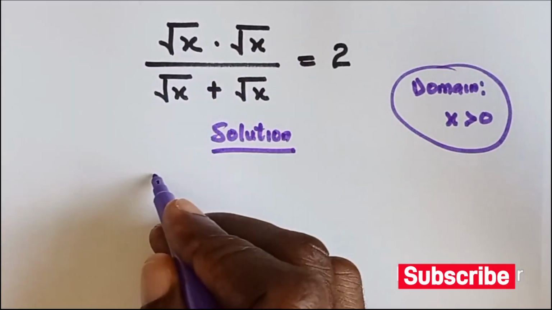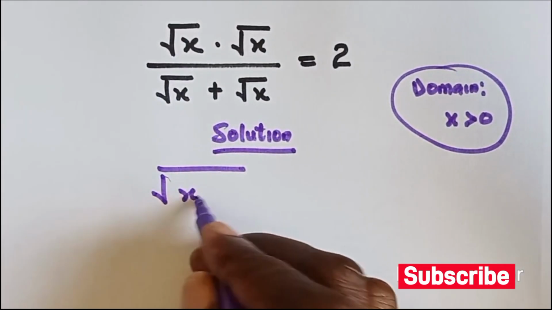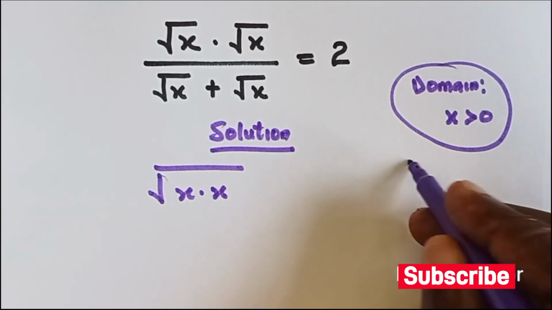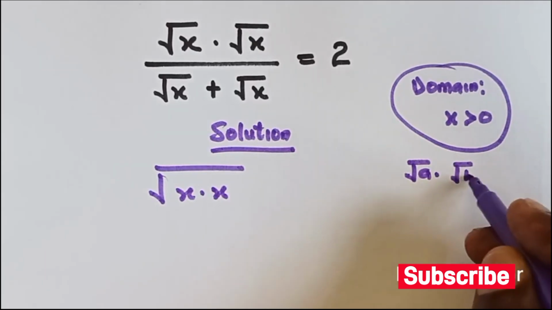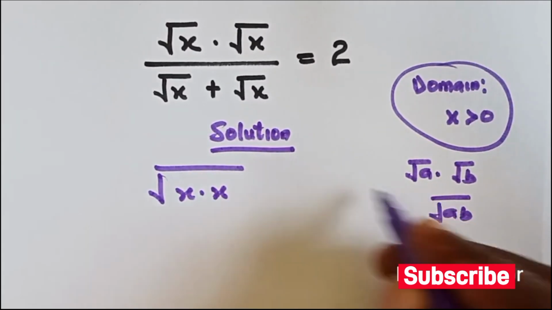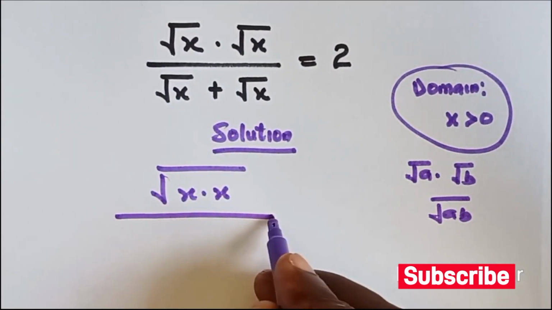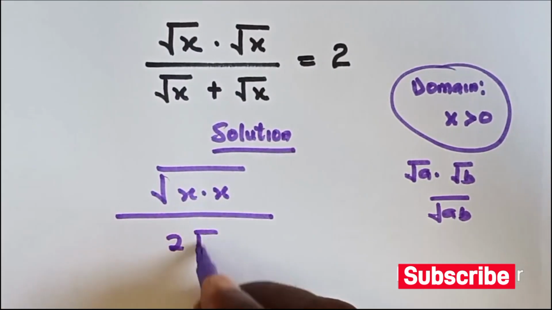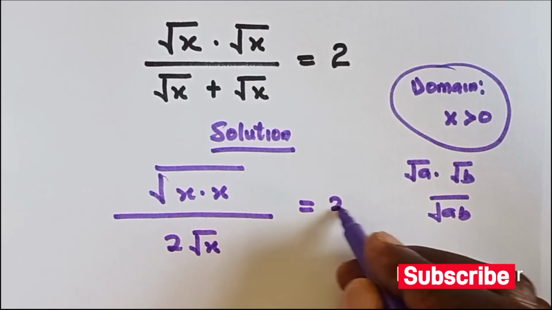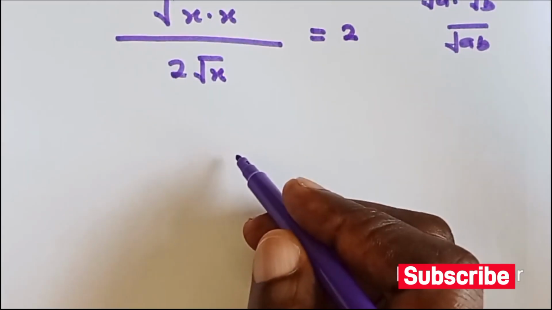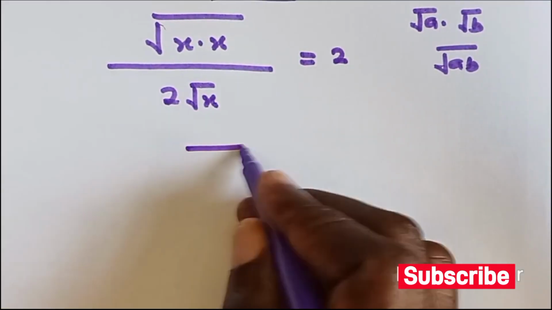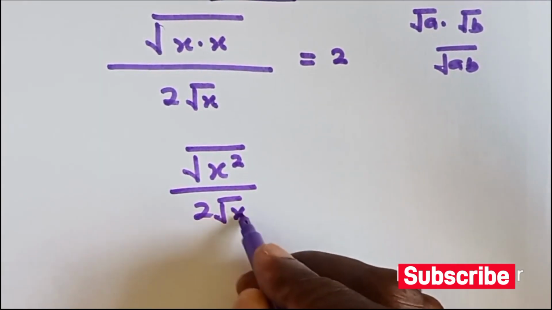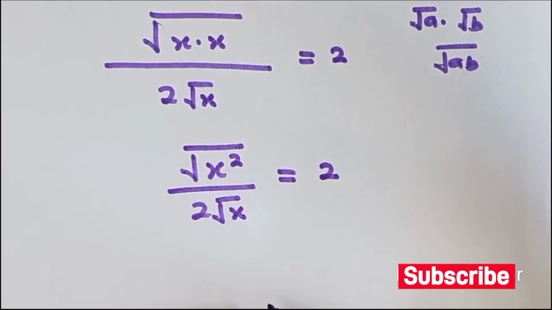We have x multiplied by x in the square root. Applying one of the laws of exponents that says root a multiplied by root b gives root ab, that is what I have done here. Over, now root x plus root x will give us 2 root x, everything equals 2. So from there we have this to be x squared. Now x squared over 2 root x equals 2.